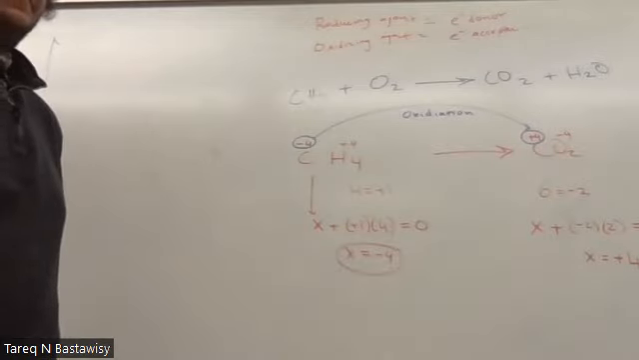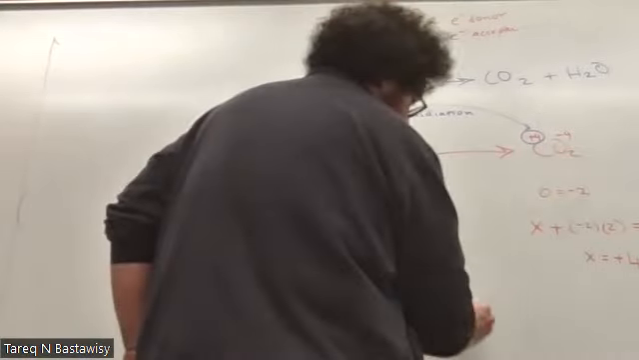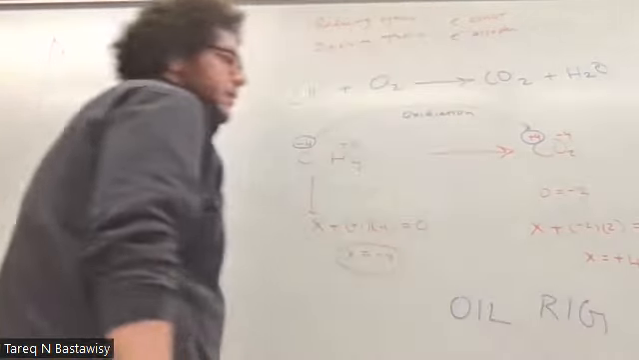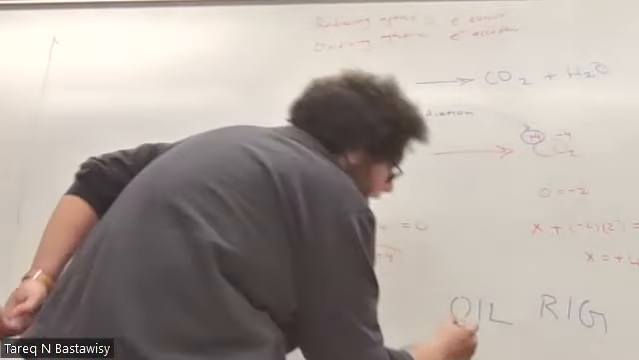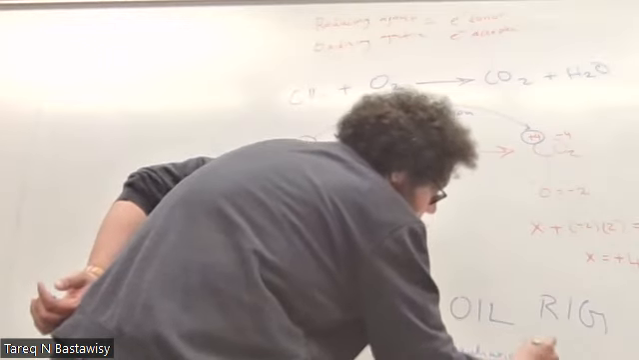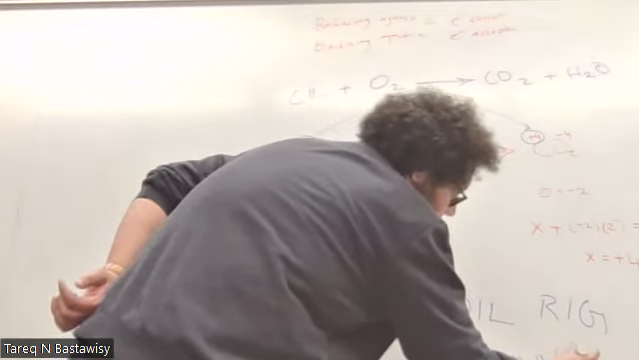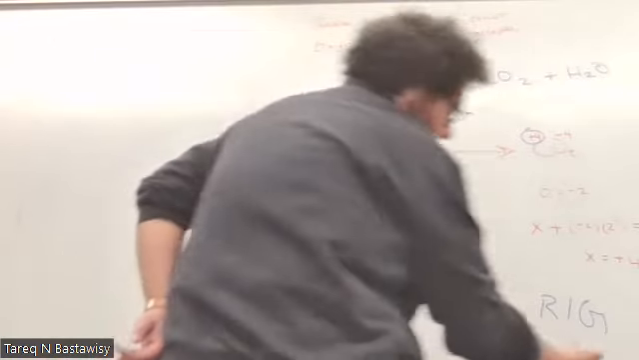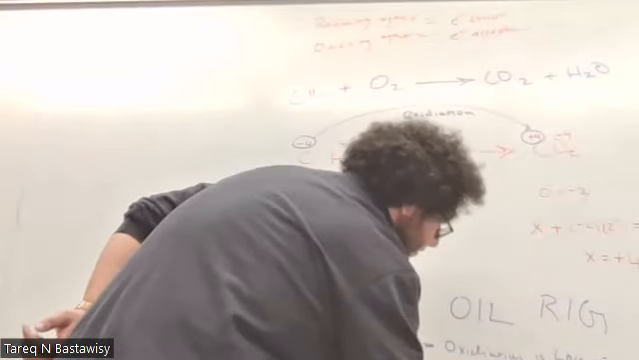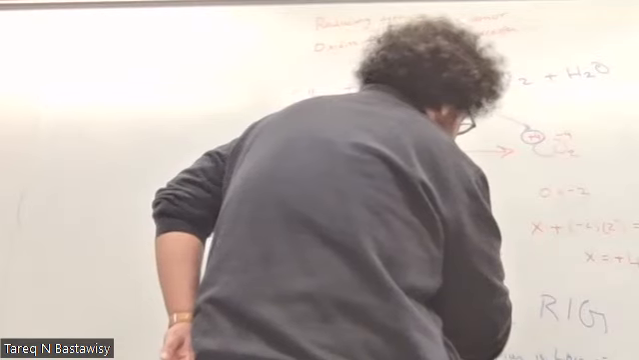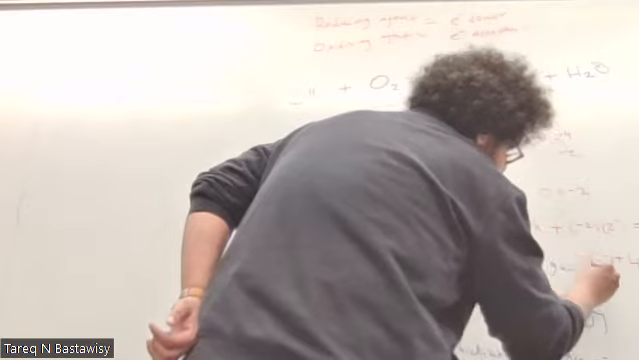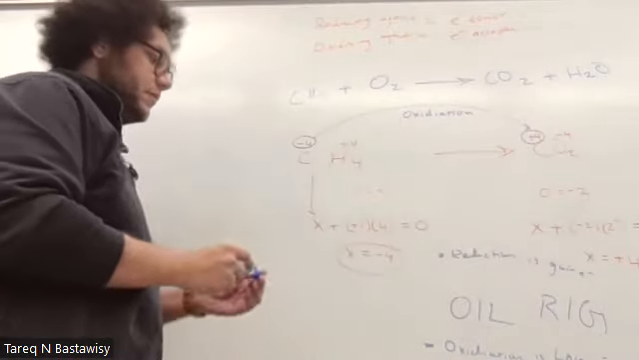OIL RIG is an acronym to remember what's happening here. Oxidation is loss of electrons. And RIG is reduction, which is gain of electrons. So it's just a quick way to remember.